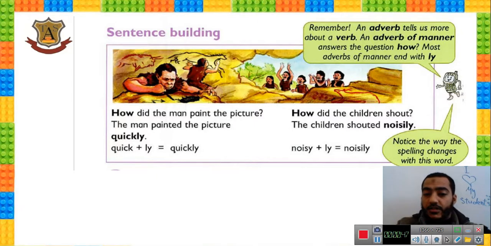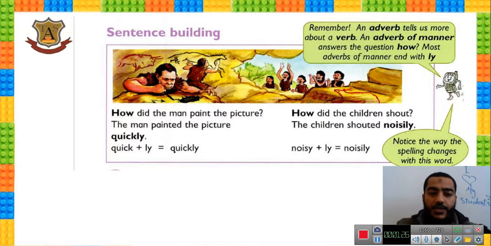Okay, the children shouted noisily. Here we are describing the shouting. Noisily tells us more about shouting, and shout here is a verb, action. Okay, this is about how and the adverb. So any question with how, you have to answer it with an adverb. How is the weather today? You have to describe the weather.